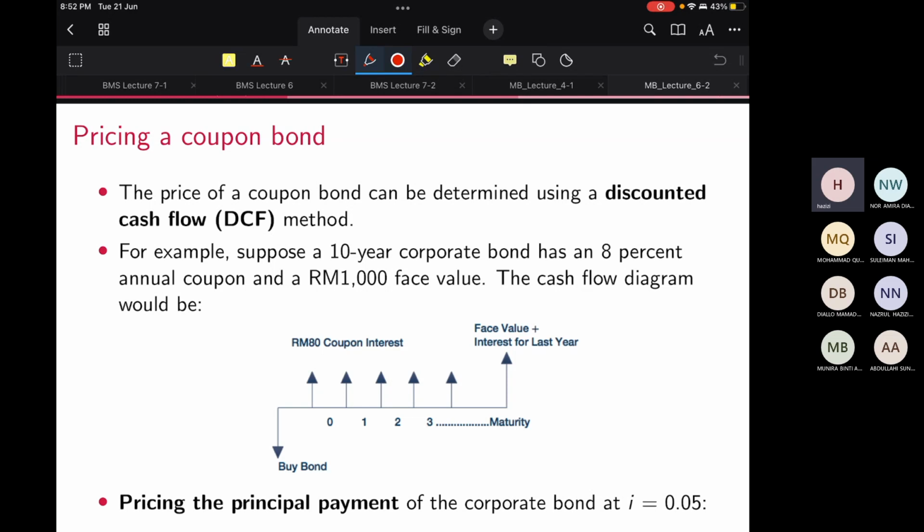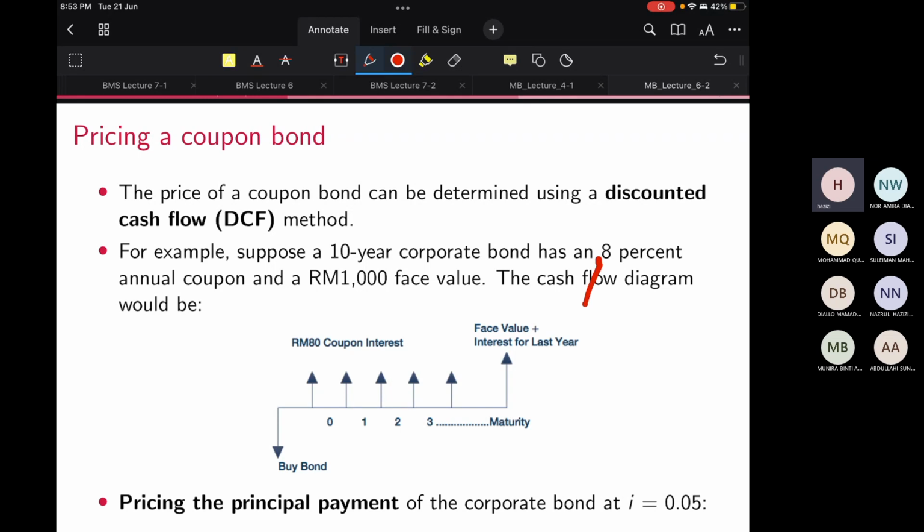Suppose we are going to purchase a 10-year corporate bond, which has an 8% annual coupon. So every year for the next 10 years, this bond will pay you as investors a coupon of 8%, right? And it has a $1,000 face value, meaning that after 10 years, you as an investor are going to receive the face value, the principal value of ringgit, right?